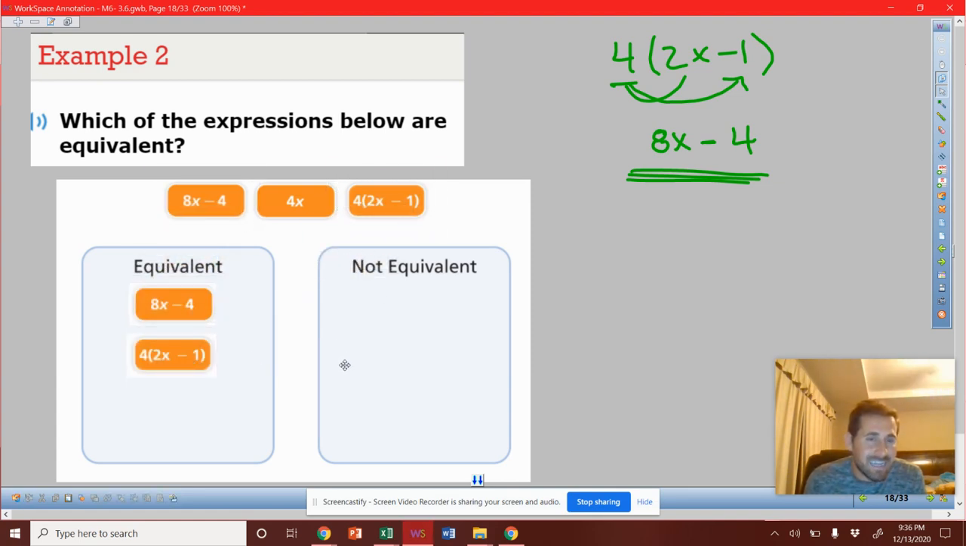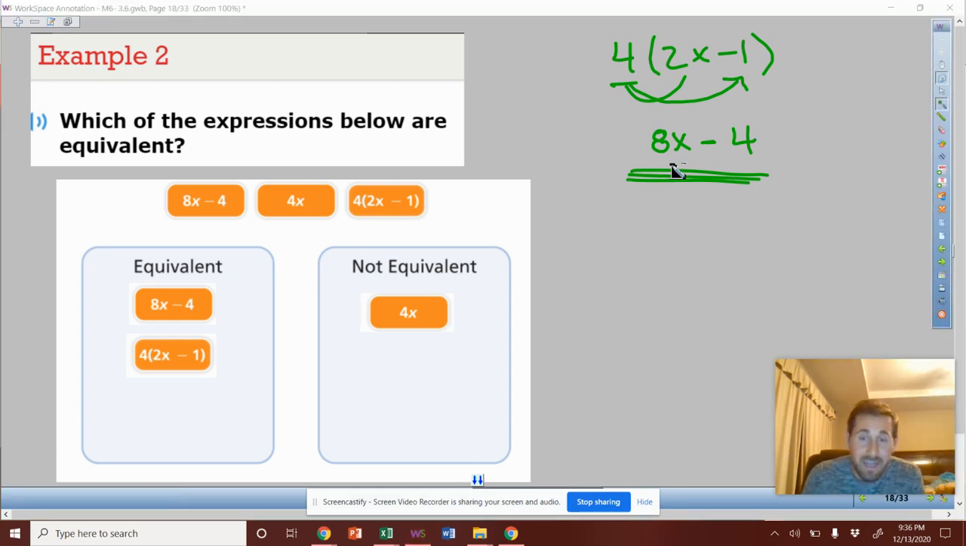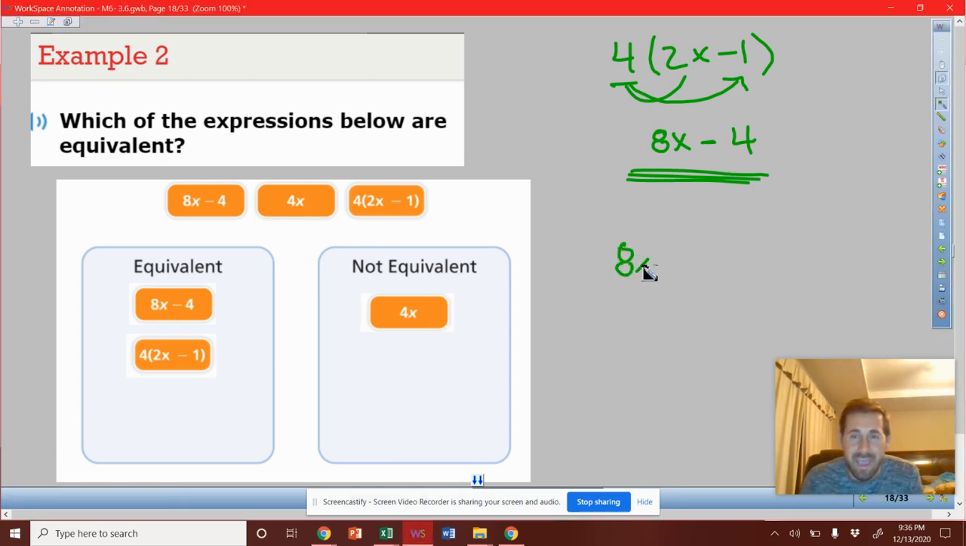Which one is not equal to them is the 4x. We can't take 8x minus 4 and say that's 4x. And a lot of people want to do that. They say, I have 8. Well, what's 8 take away 4? Well, that's 4. We can't combine these, okay? This one has an x. This one does not have an x. So they're not alike, and you can't just squish them together, okay? So this is what's equivalent. This is not equivalent or not equal to.